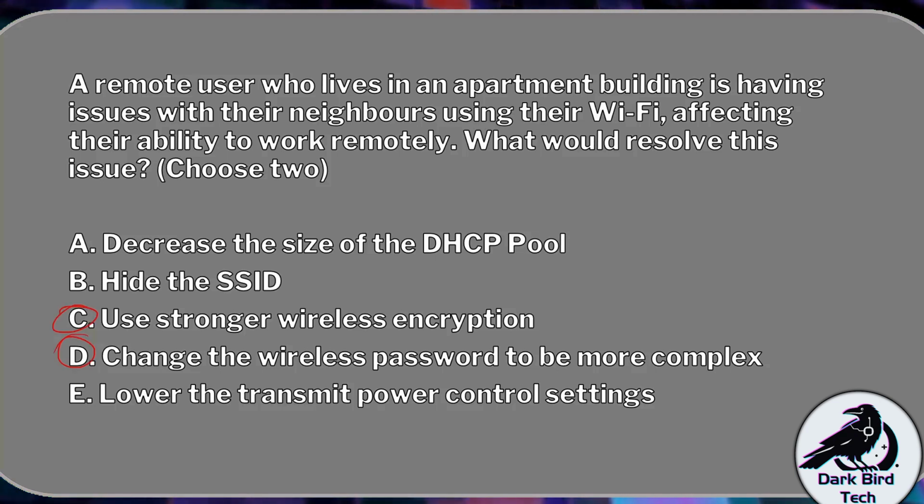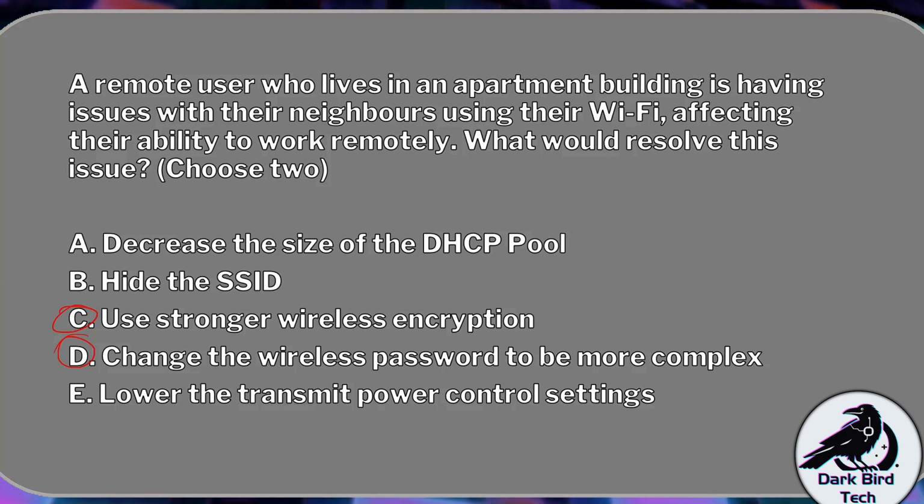And lower the transmit power control settings. Now the funny thing is, all 5 of these options are actually pretty viable. But they said choose 2. So I want the 2 things that would have the biggest impact, and using stronger wireless encryption in case any of the neighbors know a little bit about wireless hacking, and then changing the password to be way more complex for those users that just found out the password by the by. Would work out pretty well.